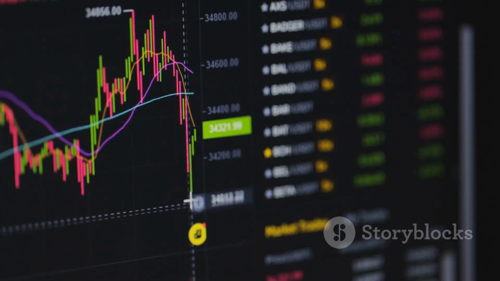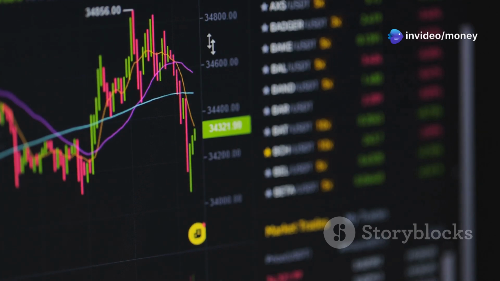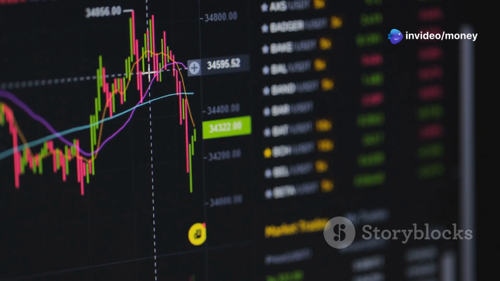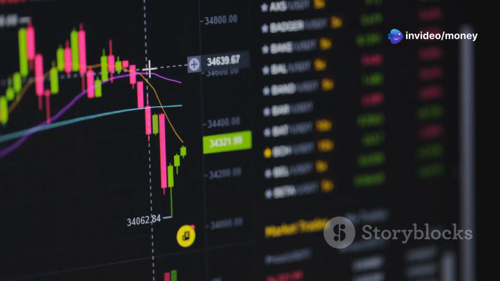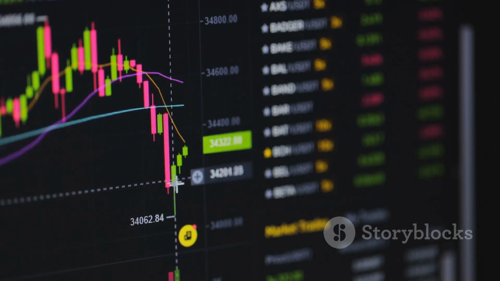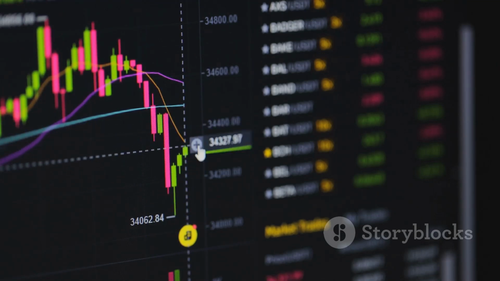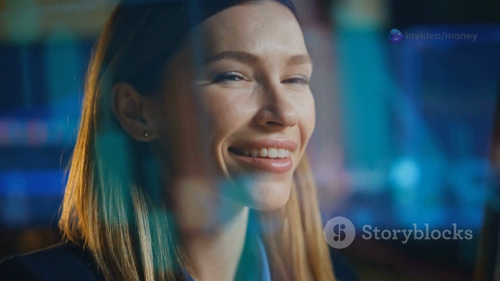A spinning top appearing after a strong uptrend or downtrend indicates that the dominant force, buyers or sellers, is losing conviction, and the market could be preparing for a change in direction. It is a signal to be cautious and watch for the next candle for confirmation.